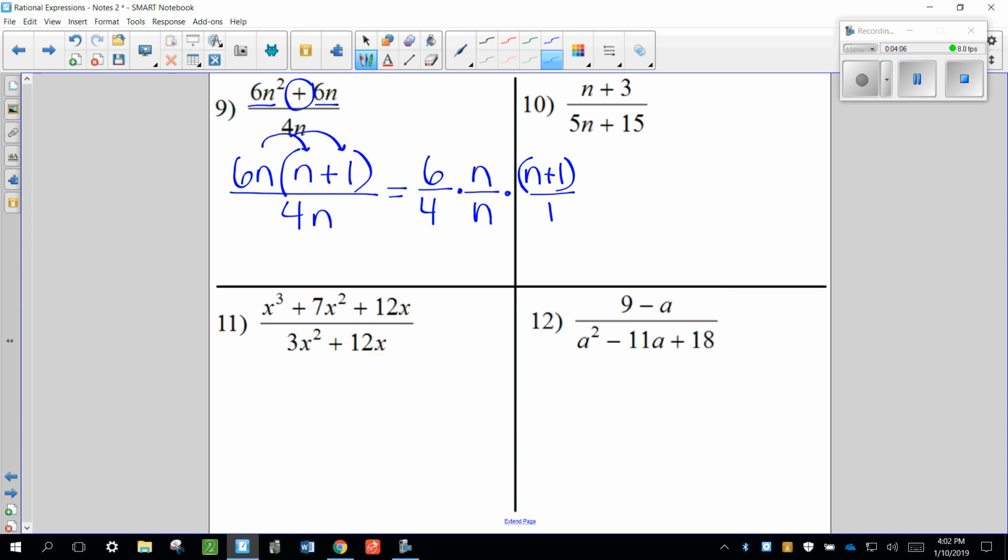Okay. You don't have to break it down like this every time, but I just want you to see that the reason we can divide the n by n is that it's equivalent to 1 in our expression. This 6/4 can simplify to 3 over 2. They both divide by 2. And so what we end up with is 3 times n plus 1 over 2. And that one's simplified.